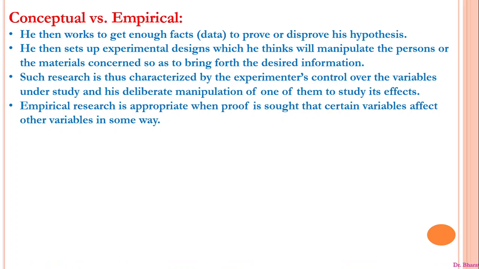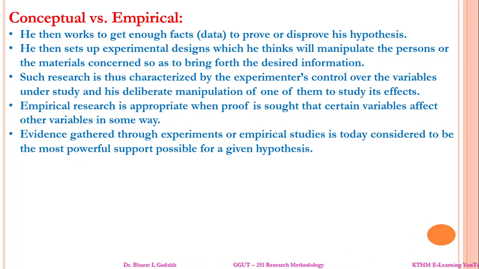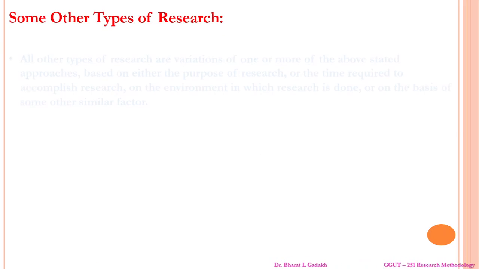Such research is characterized by the experimenter's control over the variables under study and his deliberate manipulation of one of them to study its effects. Empirical research is appropriate when proof is sought that certain variables affect other variables in some way. Evidence gathered through experimental empirical study is considered to be the most powerful support possible for a given hypothesis.